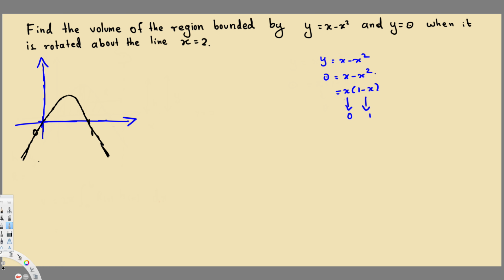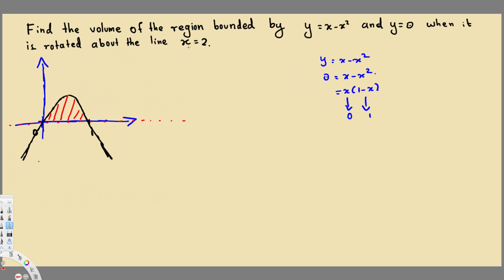So now we have drawn the first line. The second one is y equals 0. That is going to be this line, the y equals 0 line, so it's going to go like this. The region we are interested in is this region. This is the region whose volume we are trying to find. Let's see how we can find it.